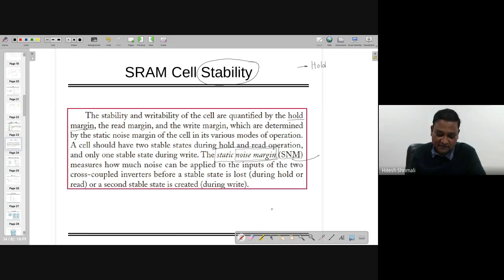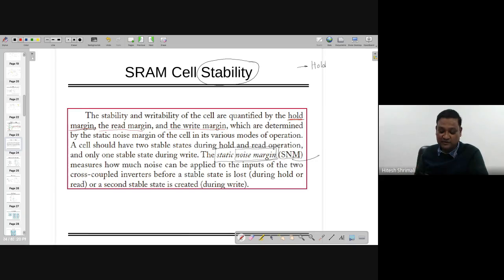Hold margin is related to SRAM stability. The second is the read margin, and the third is the write margin. So there are 3 major things where you need to see what the margin is, and those margins are known as static noise margins. All are SNM, but for different cycles. One is the hold margin, where you are precharging the bit and bit bar lines, where one line is not connected, and what value is retained by the cell, that's the hold margin. The next one is the read margin, whether we can read it or not, that's the read margin.